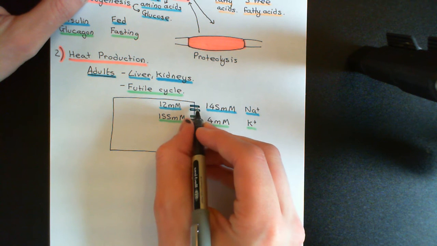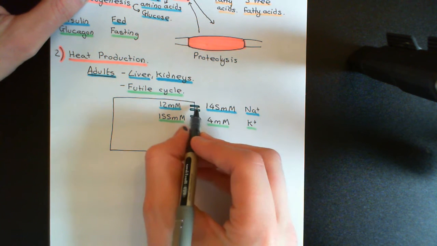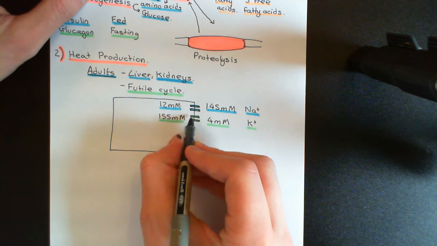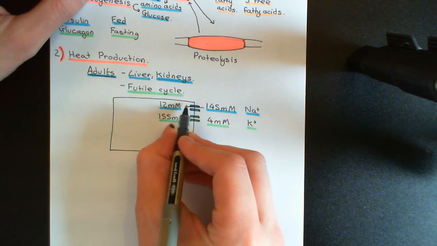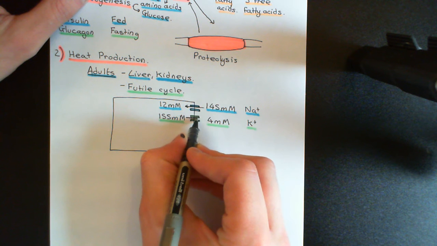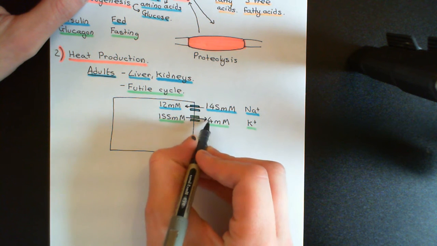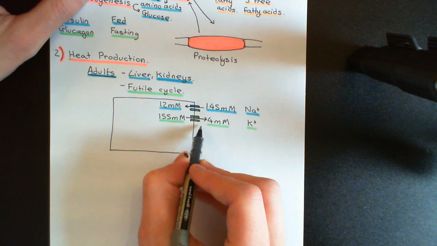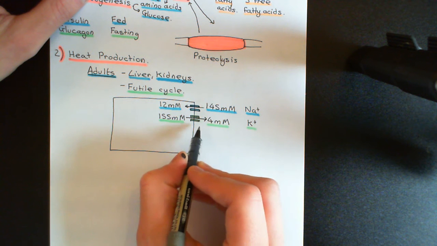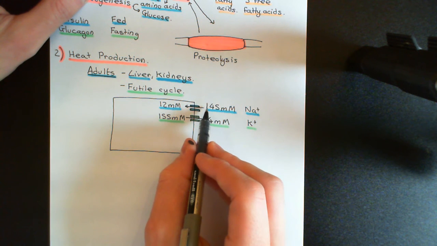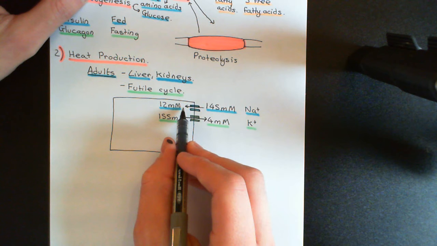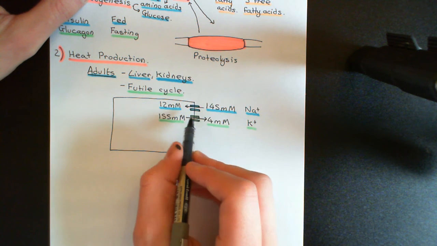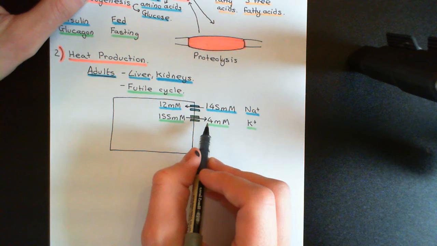Now, this means that initially, if you had no electrical potential difference across the cell membrane, you would get movement of sodium into the cell, okay? And you'd also get movement of potassium out of the cell because of the concentration gradients. So imagine initially that there's no electrical potential difference across the cell membrane. Initially, what would happen is you'd get a movement of sodium into the cell and a movement of potassium out of the cell just because of the concentration gradients.